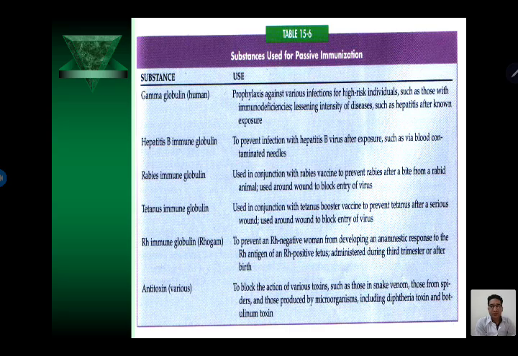Rh immunoglobulins, RhoGAM, is used to prevent Rh-negative women from developing an anamnestic response to the Rh antigen of an Rh-positive fetus. It is administered during the third trimester or after birth. Antitoxins block the action of various toxins, such as snake venom, those from spiders, and those produced by microorganisms, including diphtheria toxin and botulism toxin.